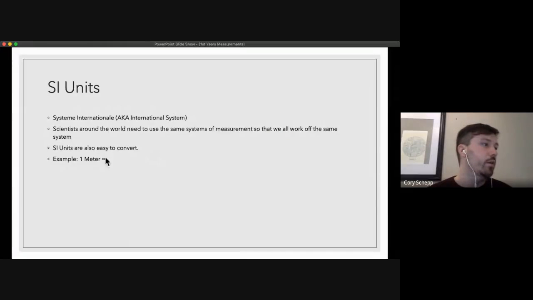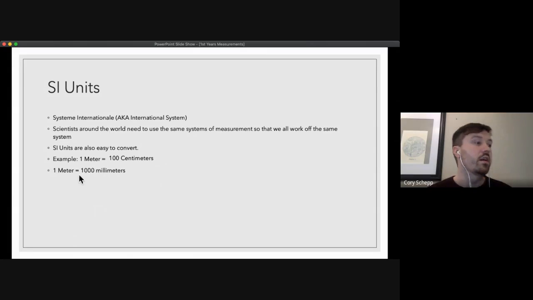So for example, 1 meter is 100 centimeters. So that's very easy to convert. And we'll talk about how to convert this in a second. But notice it's 100 to 1. It's not random numbers, like if you're converting feet to inches, it's not an easy 1 to 100. 1 foot is 12 inches, and all these others, it's hard to convert. SI units are usually pretty easy to convert.